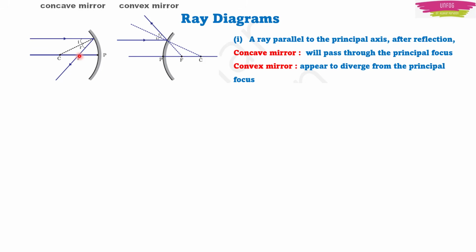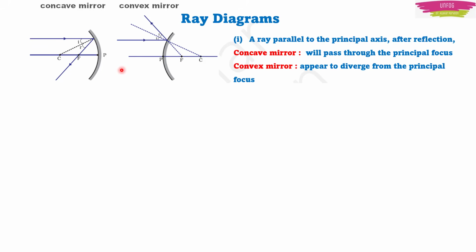Same thing is happening even in concave also and in convex also. When the ray of light is parallel to principal axis, then after reflection, it is meeting at the principal focus. Only thing here difference is that here real light will meet at the principal focus in concave mirror. In convex mirror, the light diverges, then we draw an imaginary line which meets at the focus.